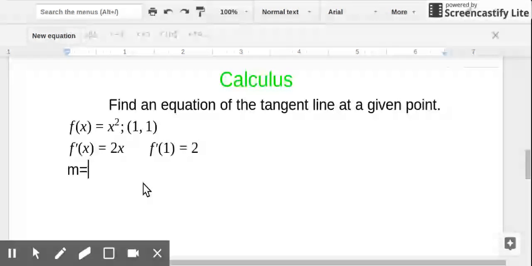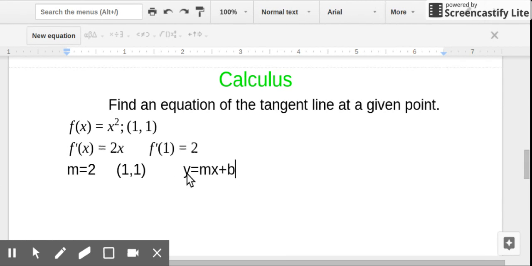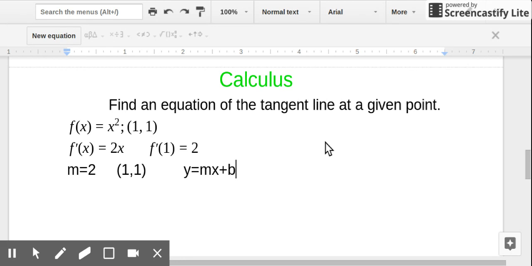So remember, m, which is the slope of a line, is equal to 2, and we have the point (1, 1). There are a lot of formulas we could use. We'll just use this one here: y = mx + b. So m is your slope, and b is where it crosses the y-axis, so this is what we're going to need to find. We're given the point (1, 1), which we'll plug in here.